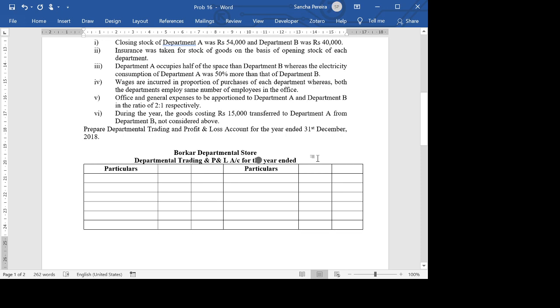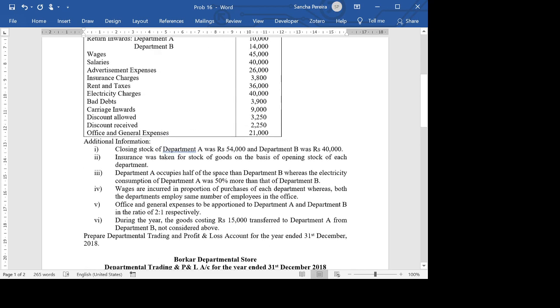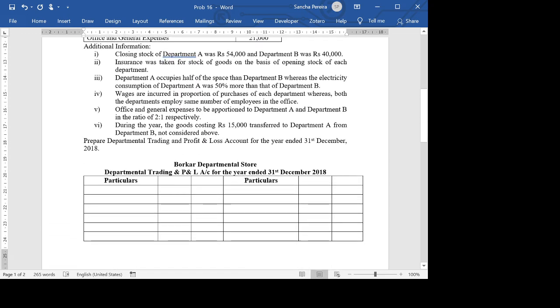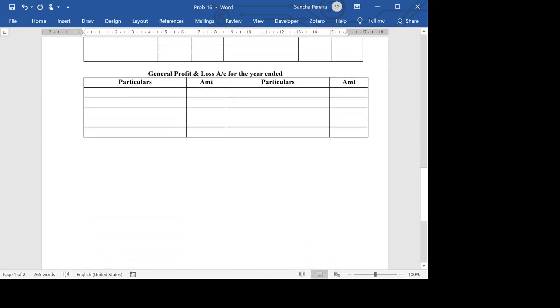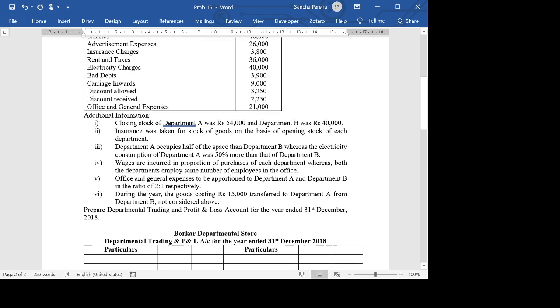If you remember, I think we had everything in the departmental profit and loss account itself. There was no general profit and loss account and neither a balance sheet. So we just have one statement to prepare. So let's start doing that.